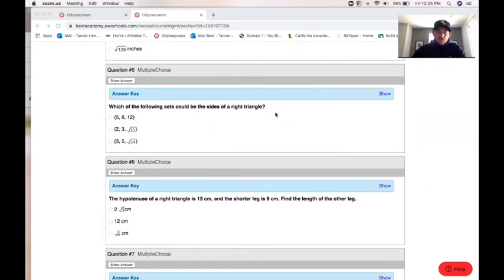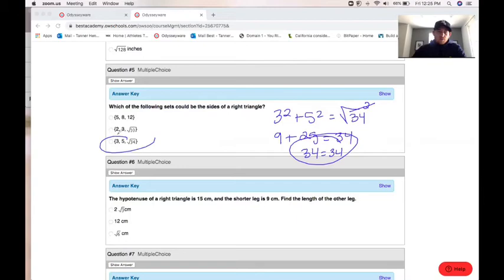Let's try C. So we got 3 squared plus 5 squared equals square root of 34 squared. So we got 9 plus 25 equals the square root. Oh, this should be squared too. So when that happens, these cancel out, and we're left with 34. So 25 plus 9 is 34 equals 34. And since they equal each other, that will be a right triangle.